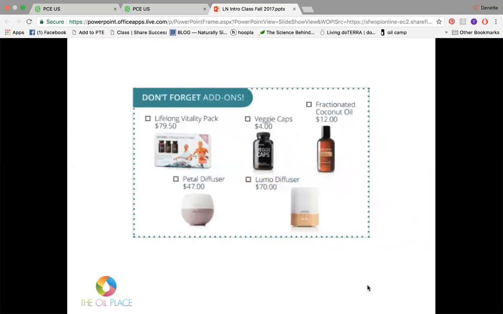And don't forget add-ons. So remember, if you purchase any of those kits and you would like to add on products or other oils, you can always do that. Some important add-ons that I like to remind people of, if you're not getting the Natural Solutions Kit, is to add on the Lifelong Vitality, add on a bottle of veggie caps, and add a bottle of fractionated coconut oil for easy dilution. And then a diffuser is always a great add-on, so you can use your oils aromatically.